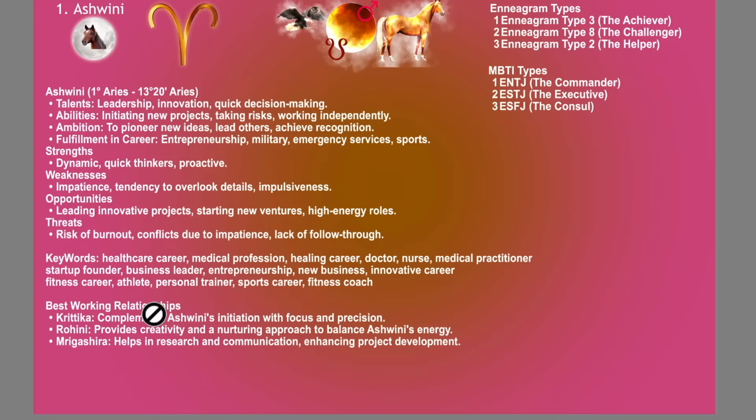Best working relationships it has with other nakshatras, for example, this one has with Krittika, Rohini and Mrigashira. And then we are going to bring in the Enneagram model types, 3 of them, which closely match the Ashwini themes which we have discussed here. And later on, we'll also bring in the MBTI, again 3 types, which closely match with Ashwini. So now you can take this as a personality test.